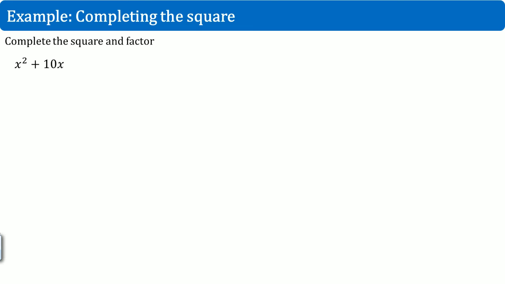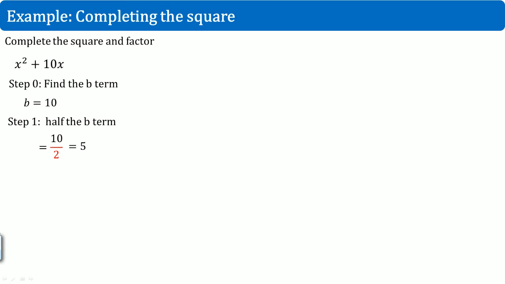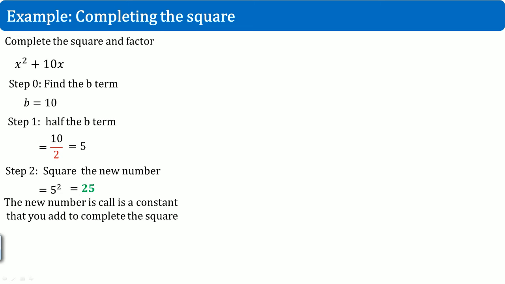x squared plus 10x, that's what we have. So step 0 is to find the b term. b here is equal to 10. Then next, we're going to take that b term, 10 divided by 2 is 5. Square that number, so it becomes 5 squared. That new number is 25. 5 squared is equal to 25. That new number is called the constant that you add to complete the square.